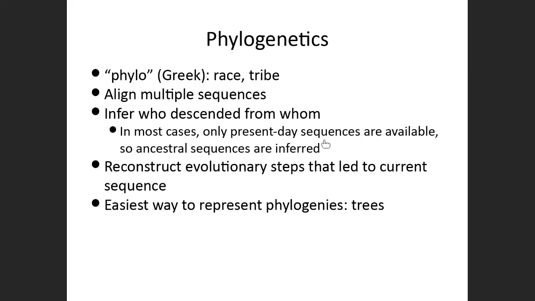So that chart, it said in the paper, is a phylogeny. So what does phylogeny mean? The "phylo" is a race or tribe, so we are trying to group things by how alike they are. When we do phylogenetics, we're aligning a bunch of sequences, and then we're trying to see which group descended from whom. But as I said, oftentimes we don't have the ancestral sequence.